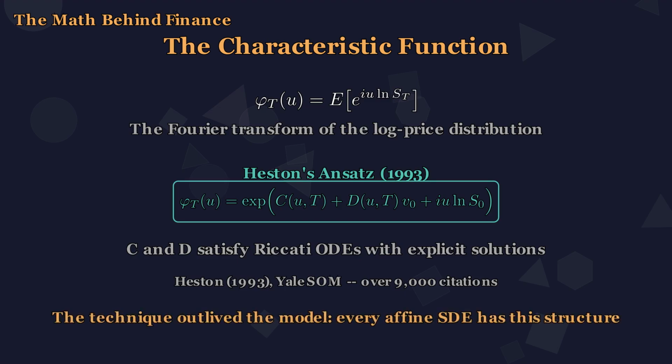And here is the deeper insight. This affine structure is not unique to Heston. Every model where the drift and diffusion are affine in the state variables has the same Riccati machinery. Heston's technique, Fourier inversion of an affine model, is more durable than the model itself. It is used across the entire family of jump diffusion and stochastic volatility models.